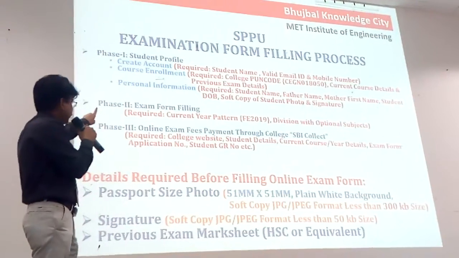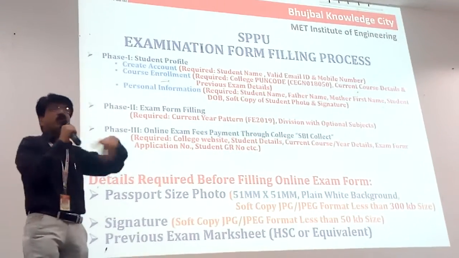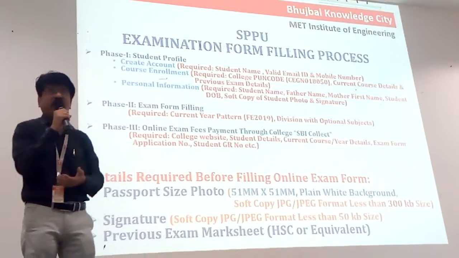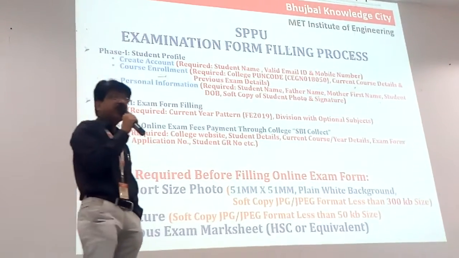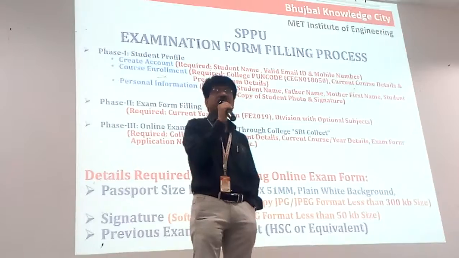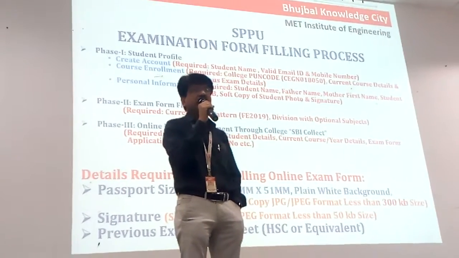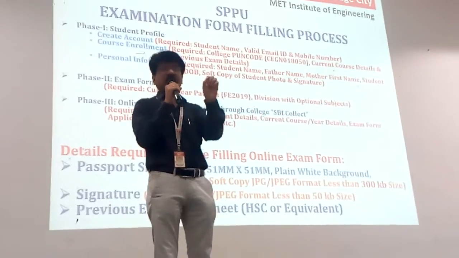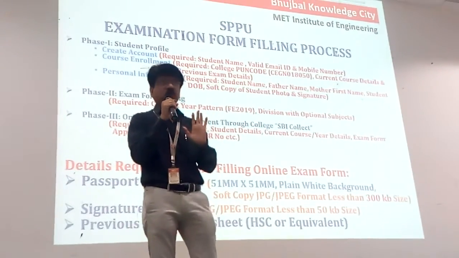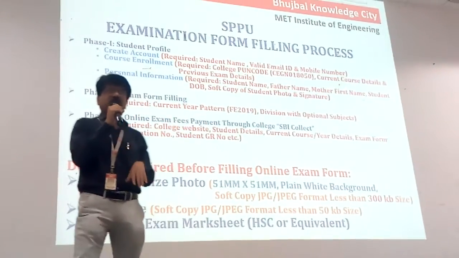Okay. Then the second thing, course enrollment. That is your branch details and all. For that you require a college PUN code. PUN code means what? PUN means Pune University number. So all of you, I suggest you write this number. It is there in the slide also, but somewhere on your mobile you just tag it.